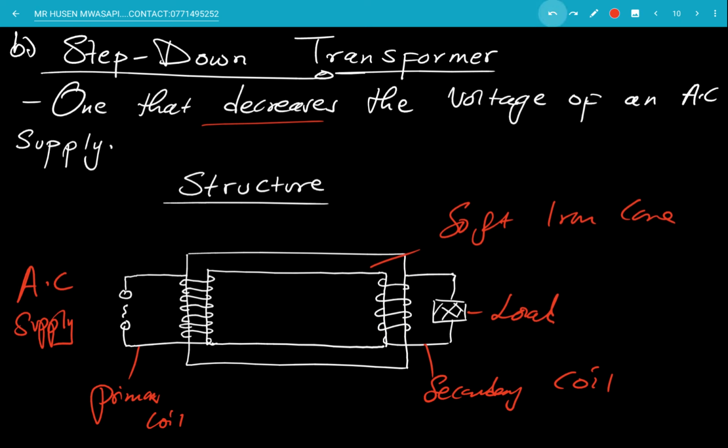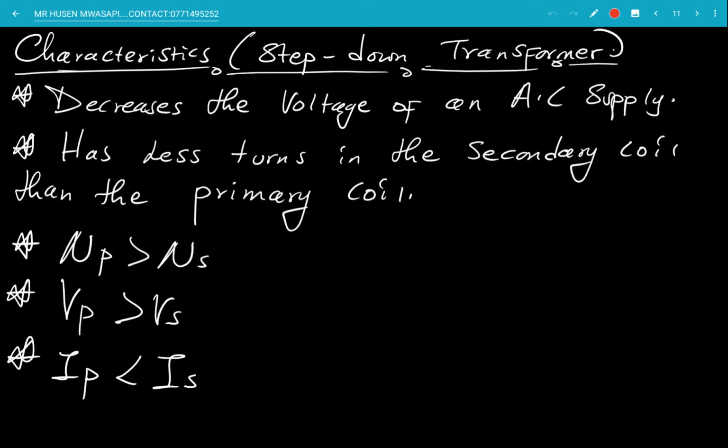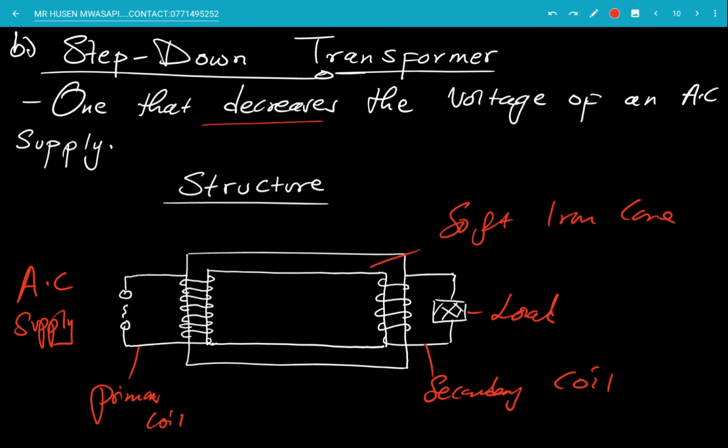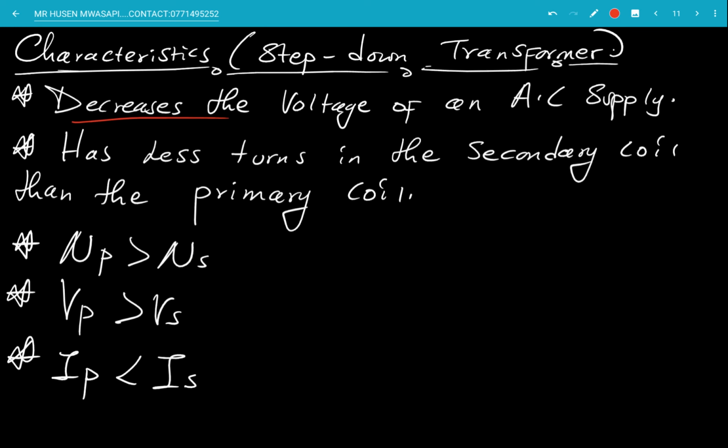So now that we understand this, let's look at the characteristics, just like we did for the step-up transformer. So what are the characteristics of the step-down transformer? From the word step-down, it decreases the voltage of an AC supply, and has fewer turns in the secondary. As you can see, it has fewer turns in the secondary as compared to the primary coil.